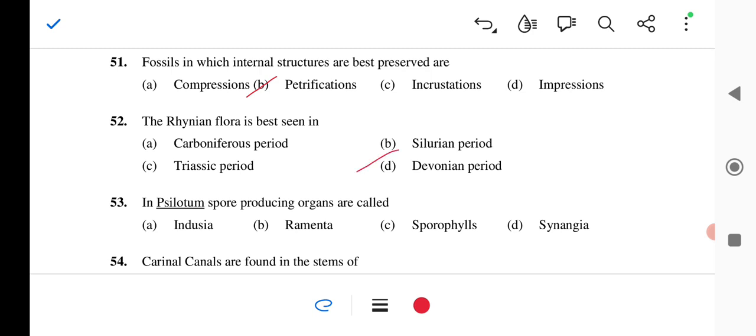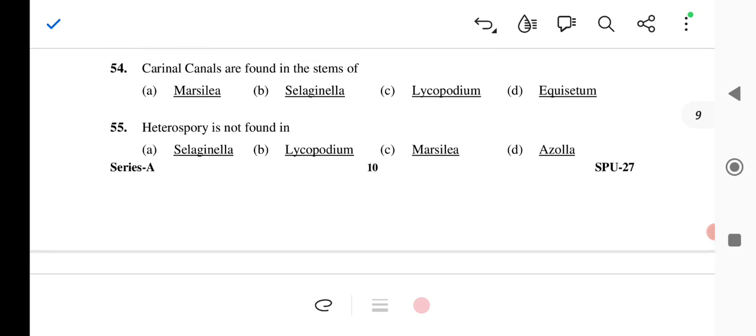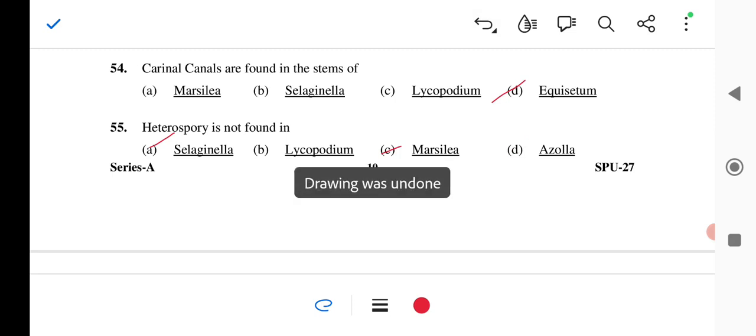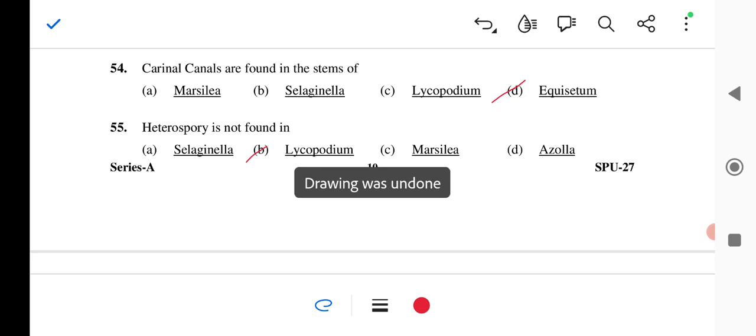Next is in Psilotum, spore producing organ are called. Spore producing organ is called synangia. Next is carinal canals are found in the stems of. Carinal canals are found in the stem of equisetum. Next is heterospory is not found in. So heterospory is found in Selaginella, it is found in Marsilea, it is found in Azolla, but it is not found in Lycopodium.